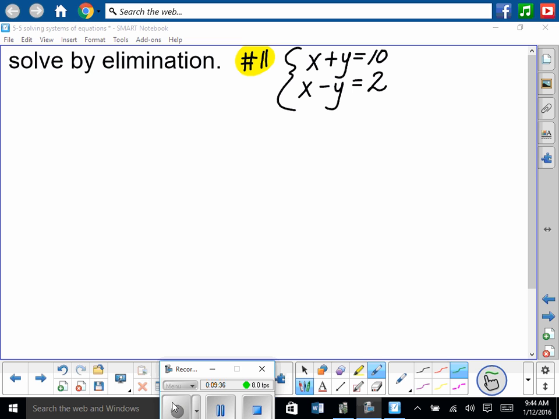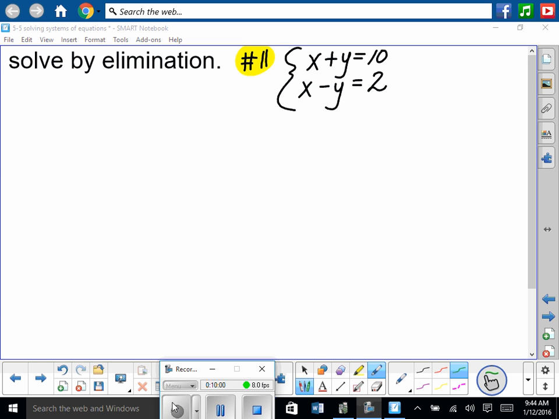Okay, so solving by elimination. This method you decide I'm going to eliminate x or y first. And then you make sure that those variables, x and x, are exact opposites of each other. So you might have to manipulate one of the functions to make them exact opposites of each other.